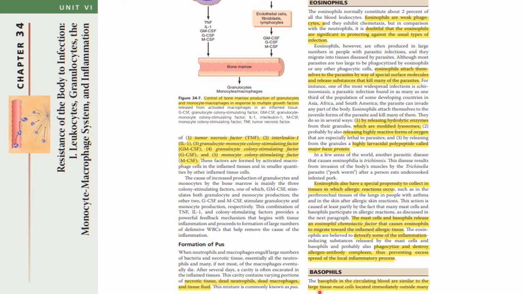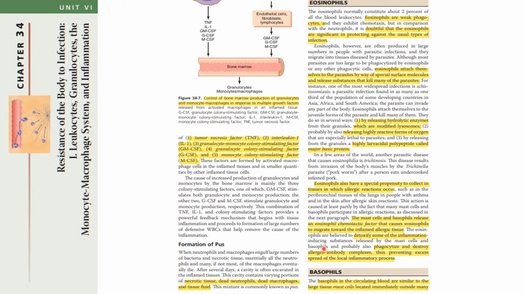Eosinophils also have a special propensity to collect in tissues in which allergic reactions occur. The mast cells and basophils release eosinophil chemotactic factor that causes eosinophils to migrate towards the inflamed allergic tissue, thus detoxifying some of the inflammation. Eosinophils also probably phagocytize and destroy allergy antigen-antibody complexes, thus preventing excess spread of the local inflammatory process.